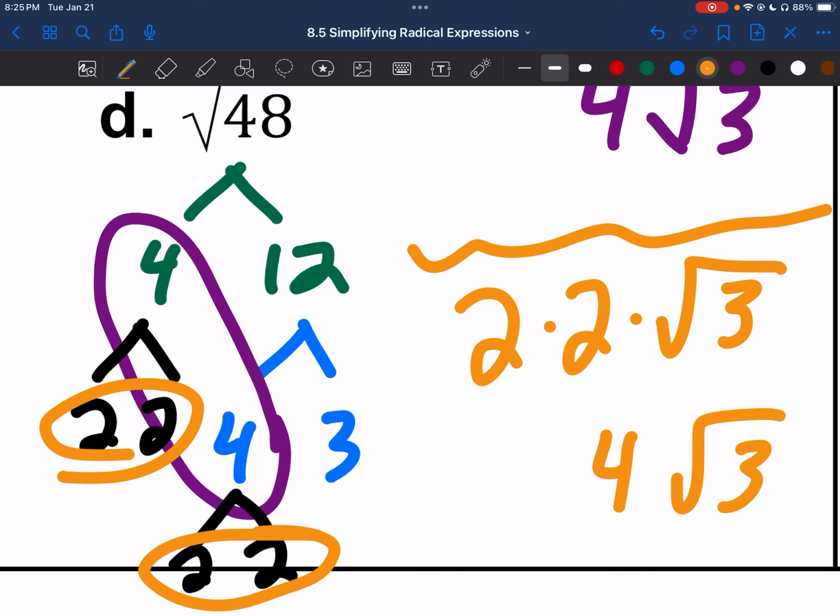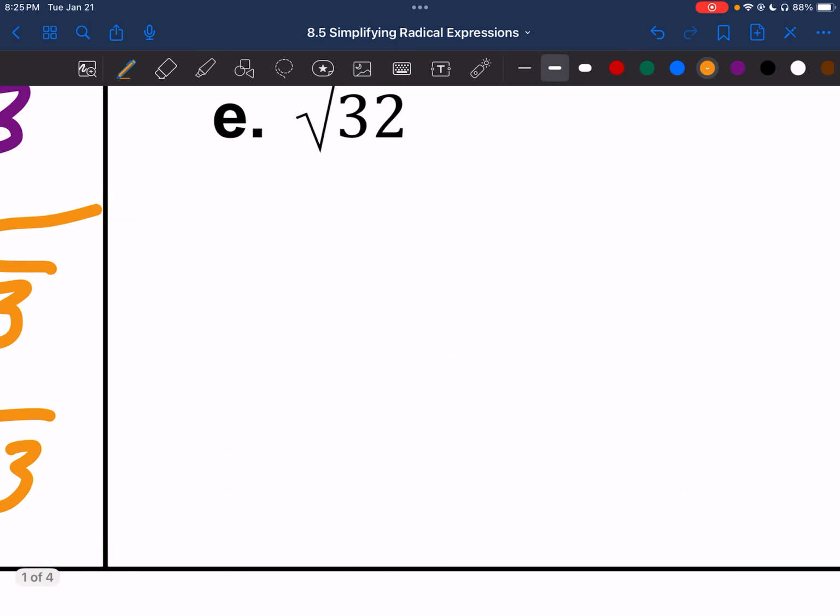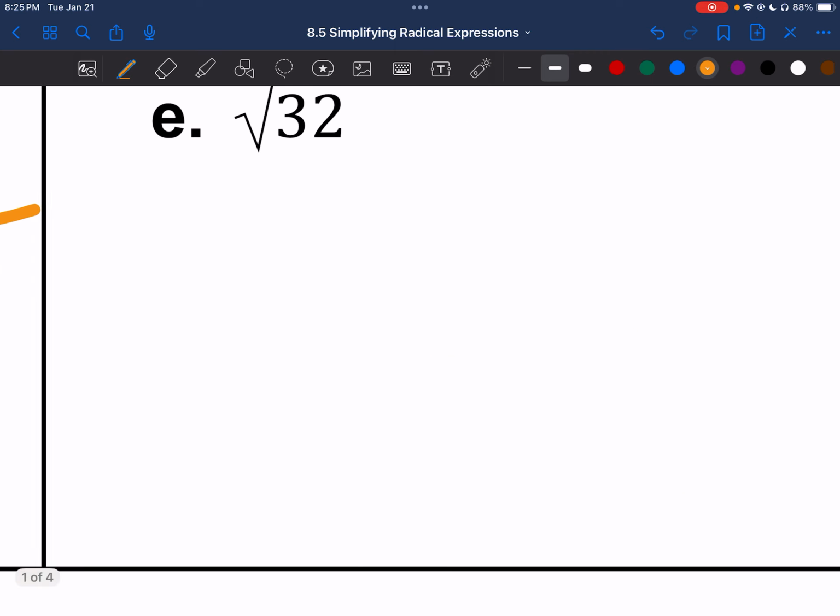But if I didn't see it on the surface, if I didn't remember that 4 times 12 is 48, and I started with dividing it by 2, and I had 2 times 24, then I can still work my factor tree down, and I can still get those pairs of factors that are going to come out. You will still get the same perfect square terms, and you will still be able to simplify it to the same point. It doesn't matter which is the first factor that you choose to divide by. All right, letter E.